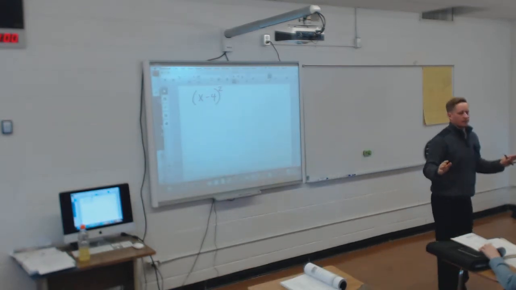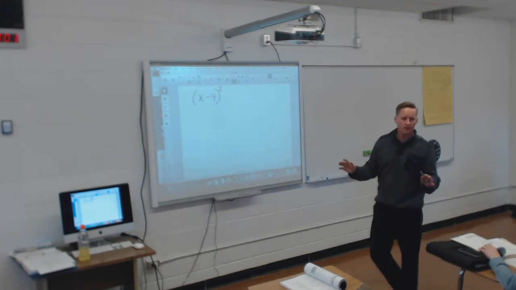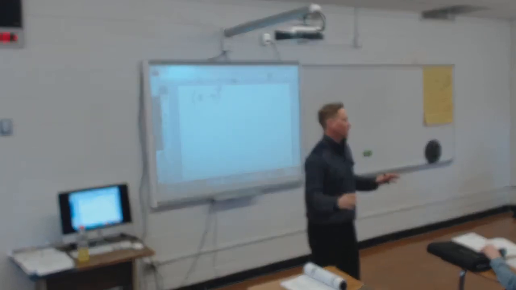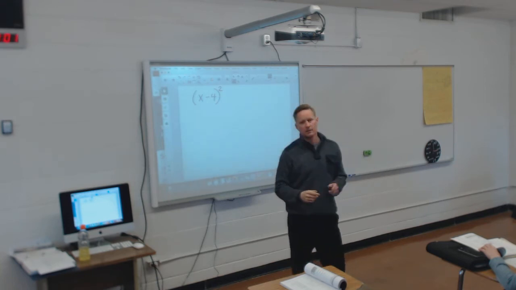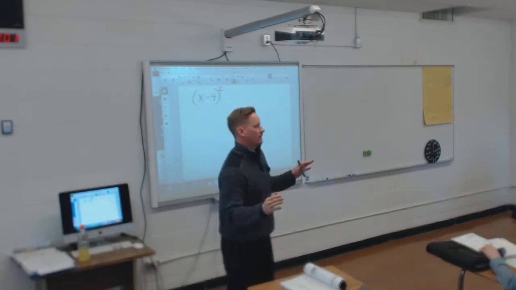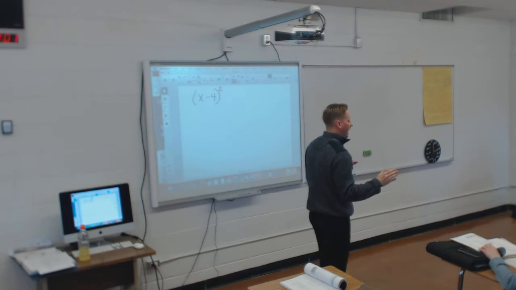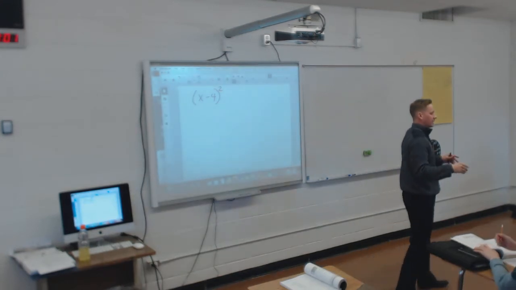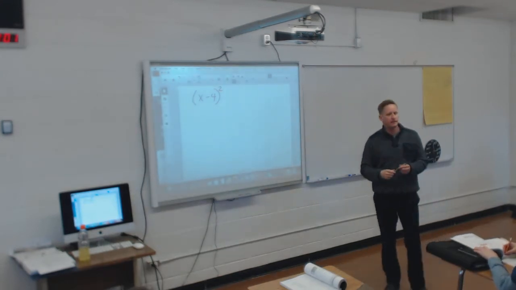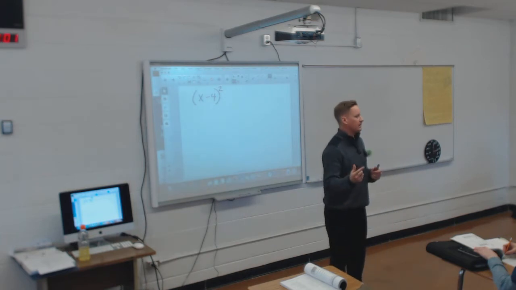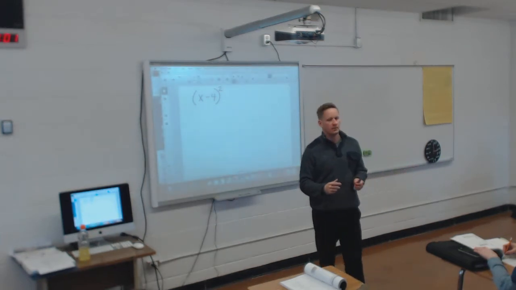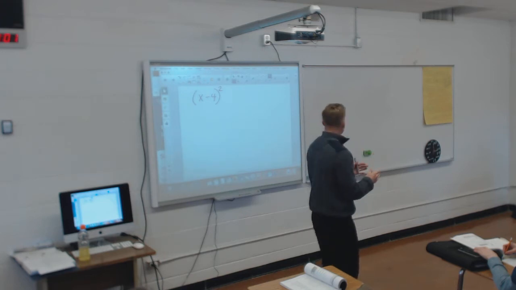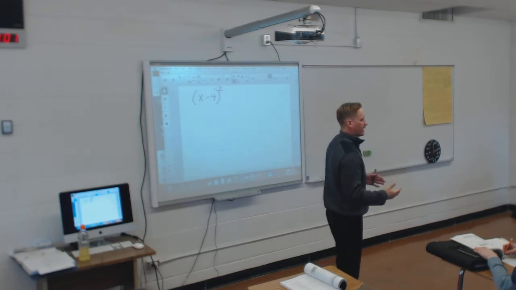What is 2 squared? 4. Okay, and how did you get 4? 2 times 2. Okay, excellent. How about 3 squared? 9. Okay. And how do I get x squared? X times x. So then what do you suppose x minus 4 squared is?